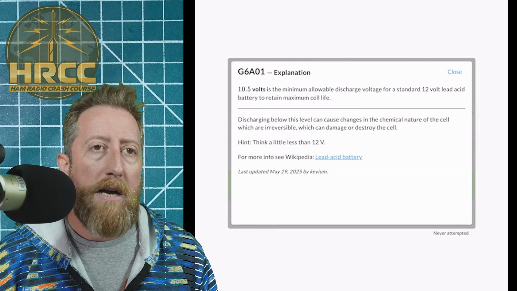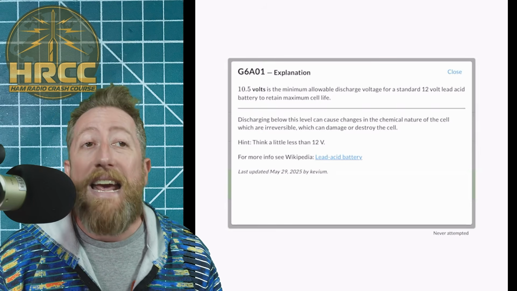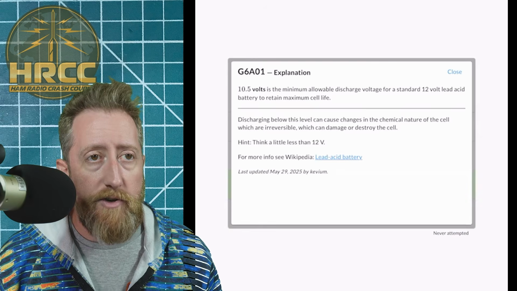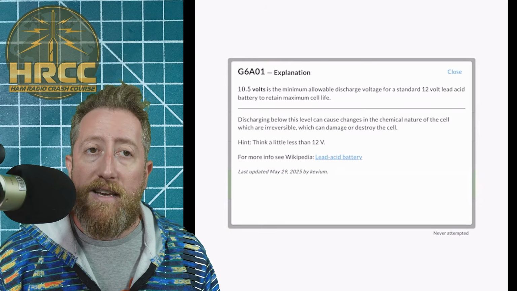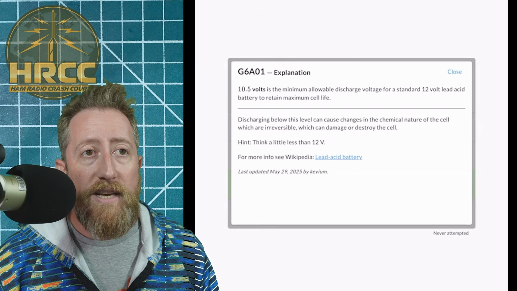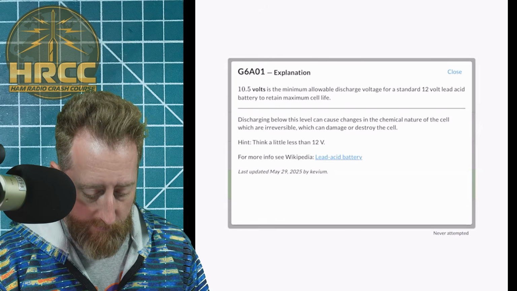10.5 volts is the minimum allowable discharge voltage for a standard 12-volt lead-acid battery to retain maximum cell life. That's literally just the question restated again. Discharging below this level can cause changes in the chemical nature of the cell, which is irreversible, which can damage and destroy the cell. Okay, so there you go.